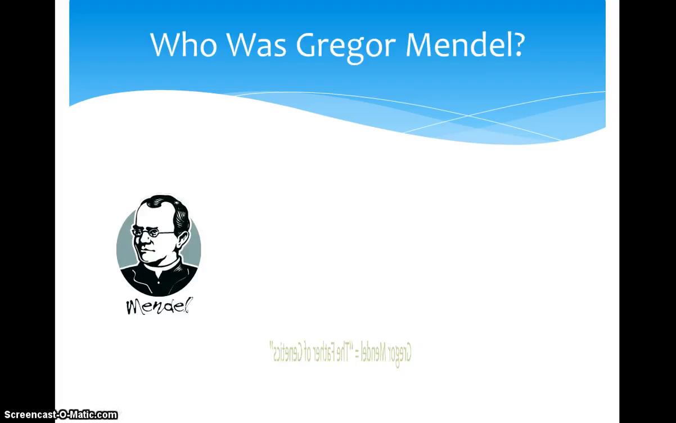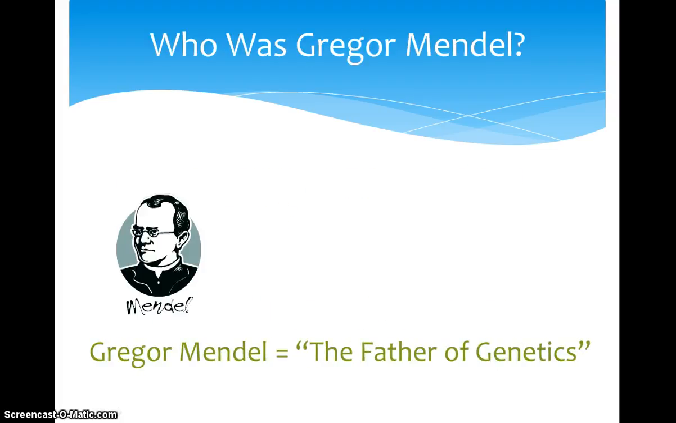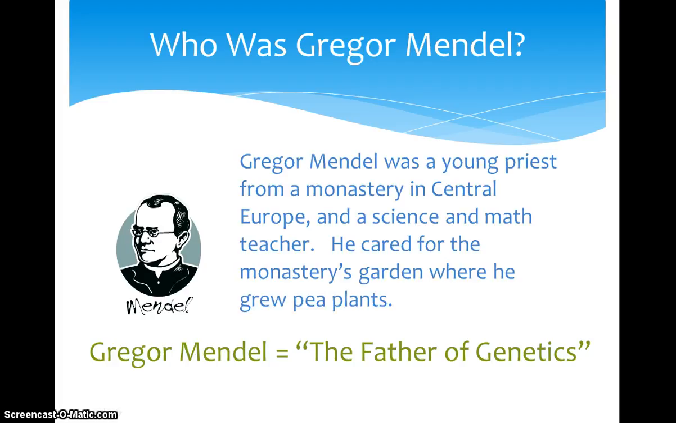So who was Gregor Mendel? He was known as the father of genetics, so you know that he did something very important. He was a young priest from a monastery in Central Europe. He was also a science and math teacher. Yay for science teachers! He cared for the monastery's garden where he grew pea plants.